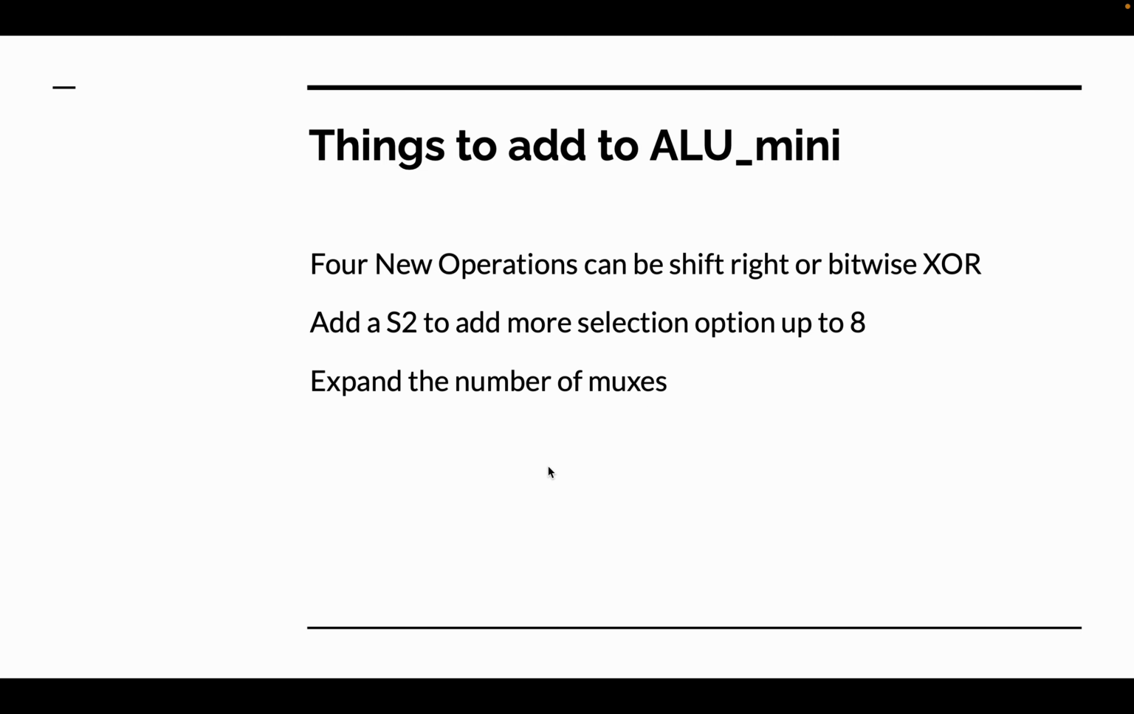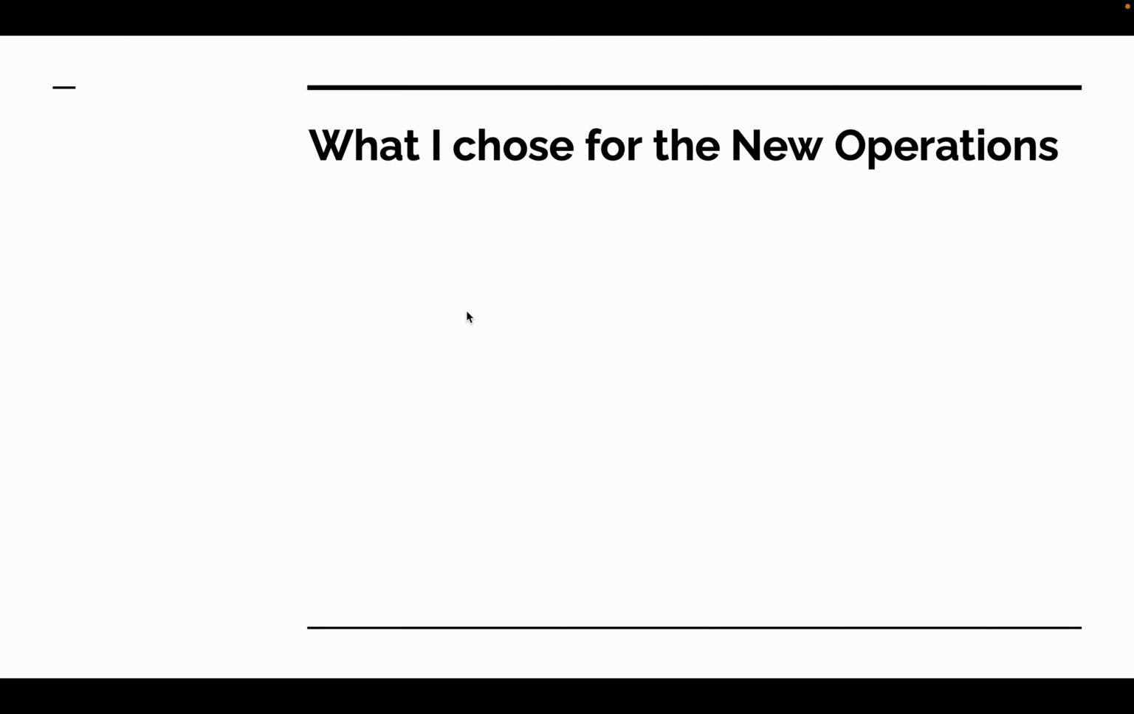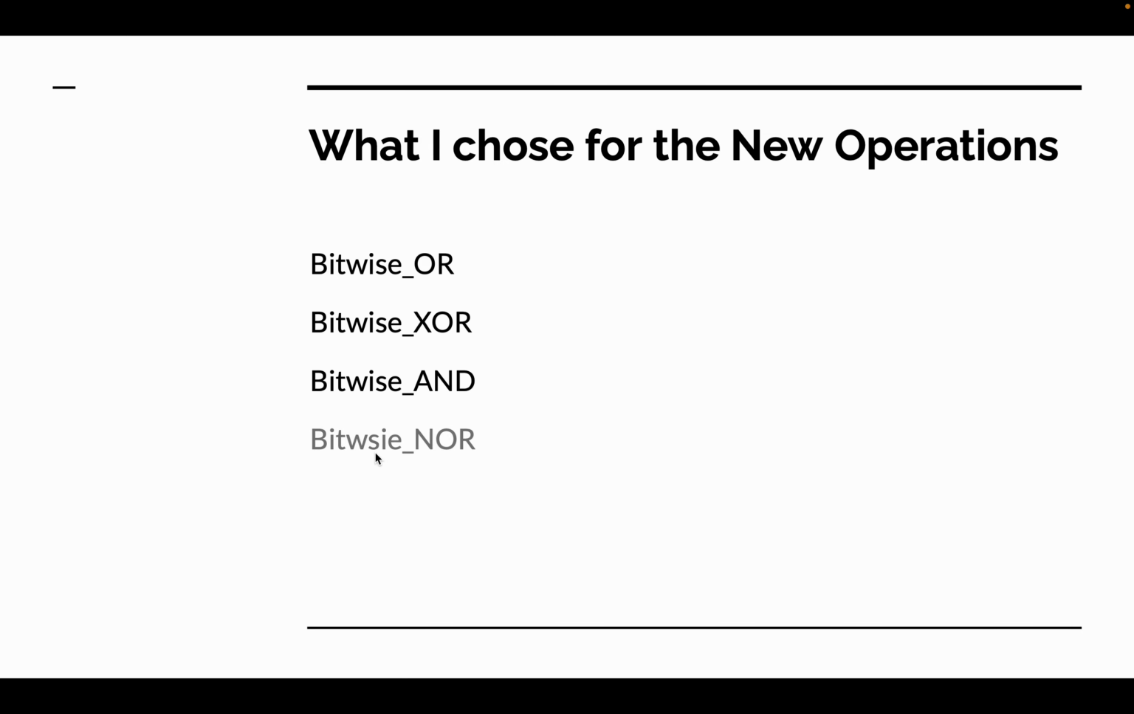And we're going to expand the muxes since we're adding S2. And I'm going to write down some notes, not only for myself but for other people to understand what each type of mode is going to be about. So here is what I chose for the new operations: our first one's going to be bitwise OR, bitwise XOR, bitwise AND, and bitwise NOR. And here's what each of those circuits is going to look like.